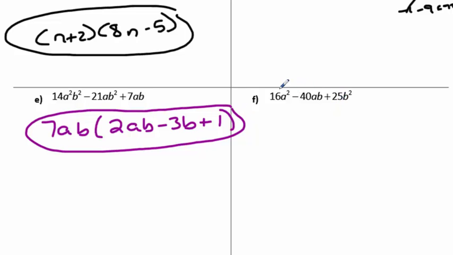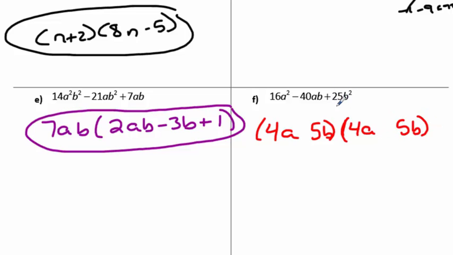And part F, 16a squared minus 40ab plus 25b squared. Let's go ahead and start factoring this. I'm going to go by trial and error. 16 can be written as 4 times 4. So I have 4a in the beginning of each parenthesis. And 25 can be written as 5 times 5. So I'll have 5 in the end of each parenthesis.